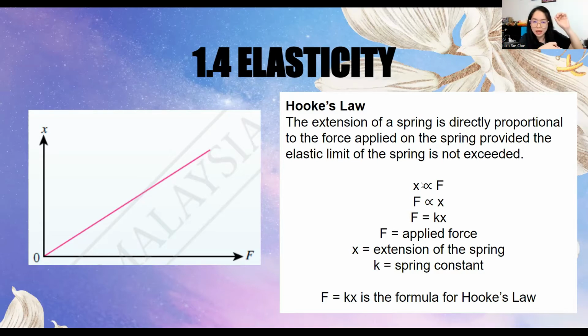So when it extends, the extended length minus the original length is the extension of the spring. I repeat again. Original length of the spring, you hook something on it, and then it will become extended, right? So the extended length minus the original length is the extension of the spring. That's why we present it as X. So X is directly proportional to F.